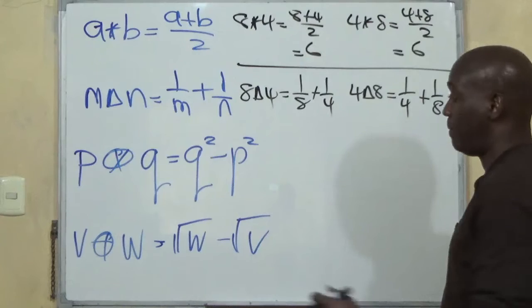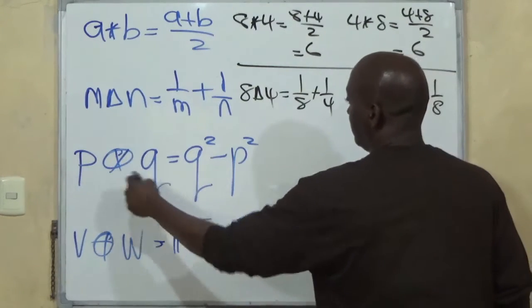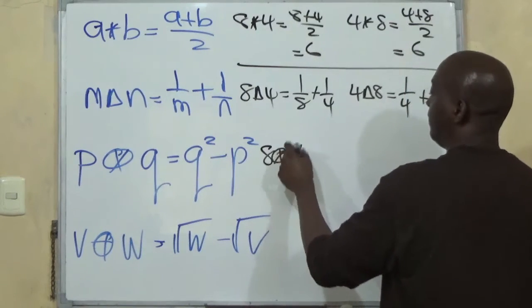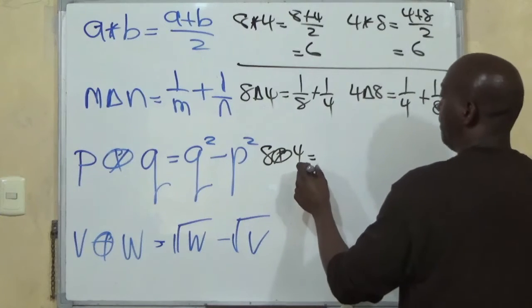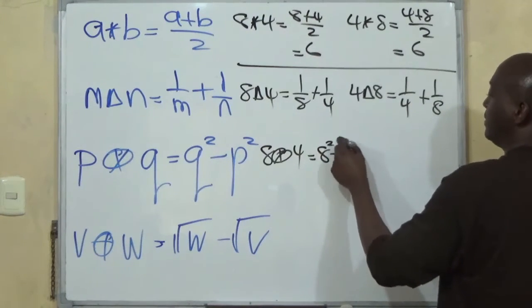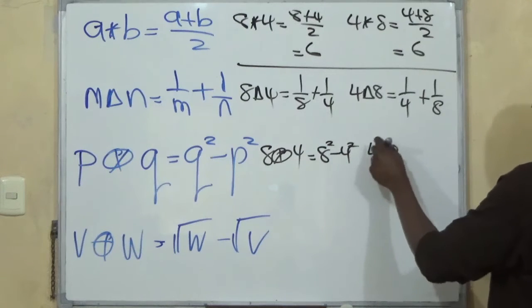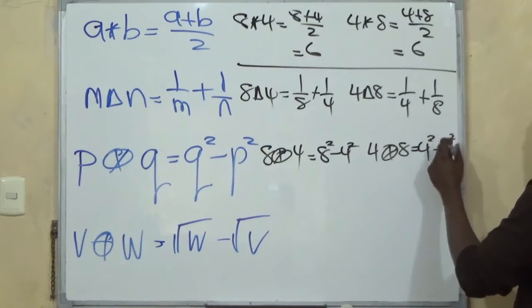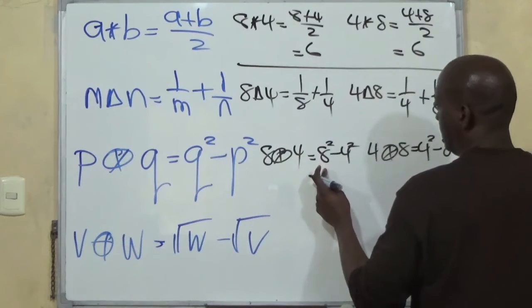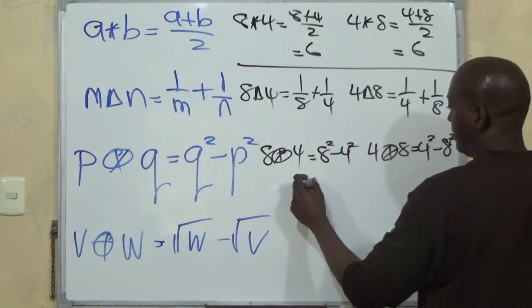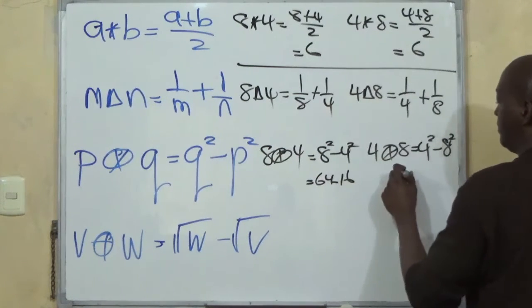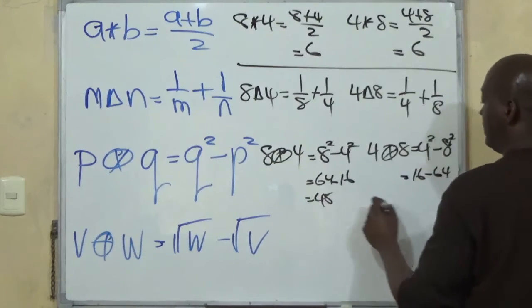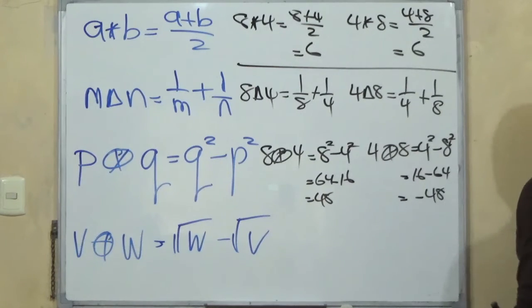Life is going to get nice now, because P circle with the X, Q would be what? 8 circle with the X, 4 would be 8 squared minus 4 squared, and 4 circle with the X, 8 would be 4 squared minus 8 squared. This will be what? 64 minus 16. This will be 16 minus 64. This will be 48. This will be minus 48.